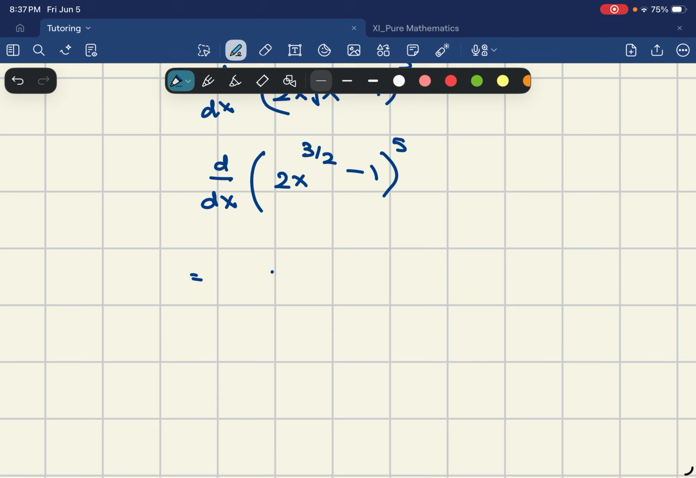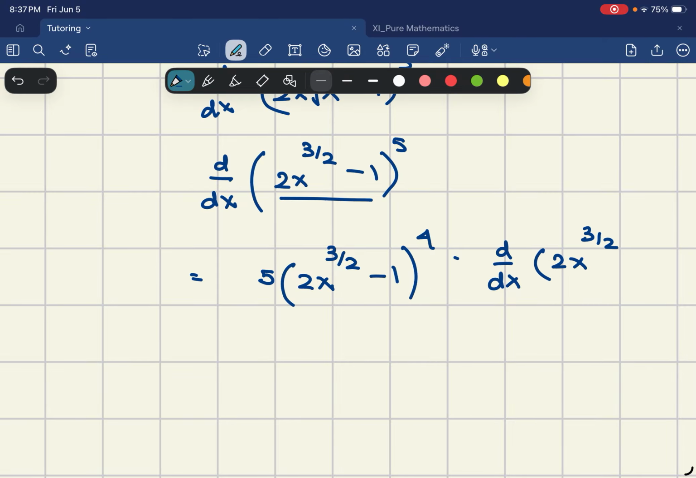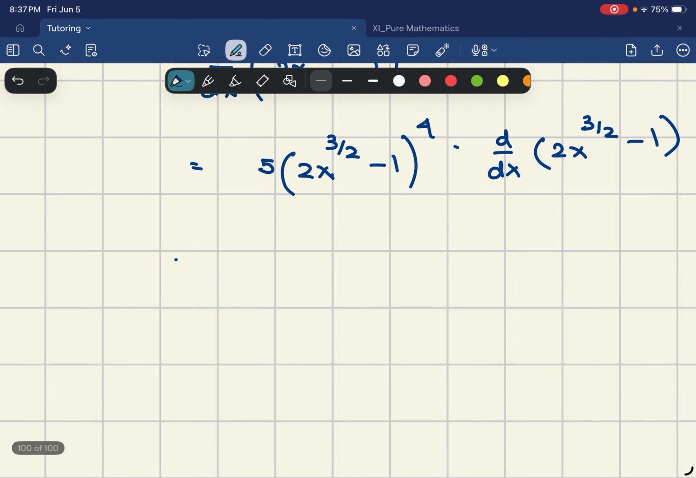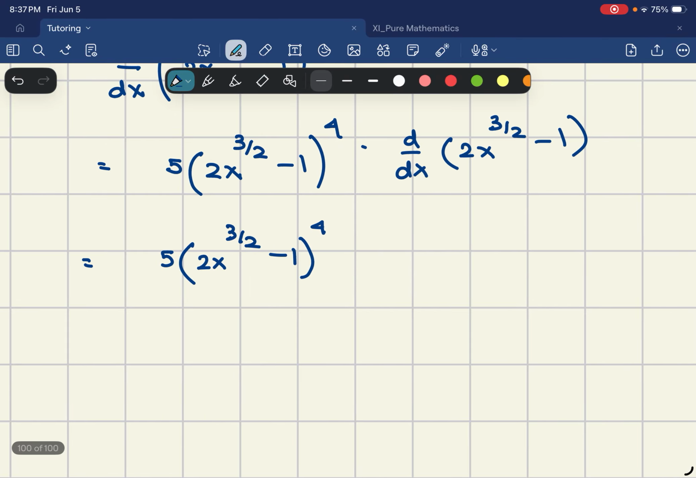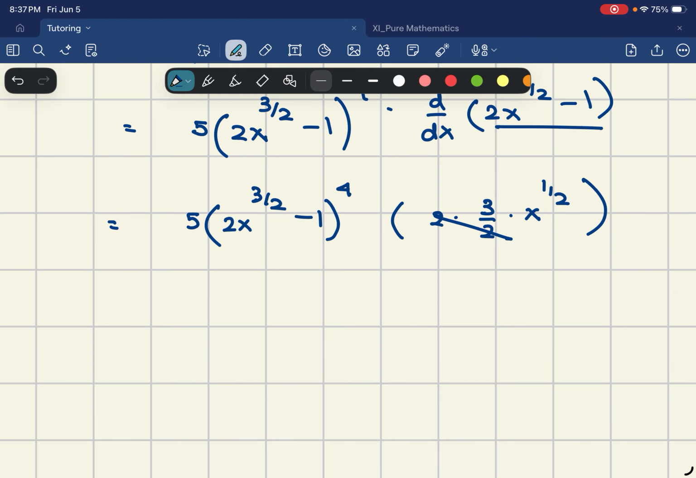If I differentiate, I am going to get 5 times (2x to the power 3 over 2 minus 1) to the power 4 times d by dx of the inside. So I need to differentiate it again. All right. So I get 5, (2x to the power 3 over 2 minus 1) to the power 4. If you differentiate this, you are going to get 2 times 3 over 2 times x to the power half. So that is going to be the derivative. If you take the derivative, this is going to cancel out.